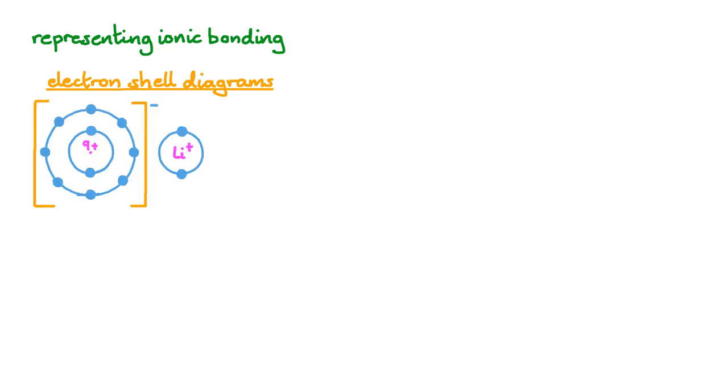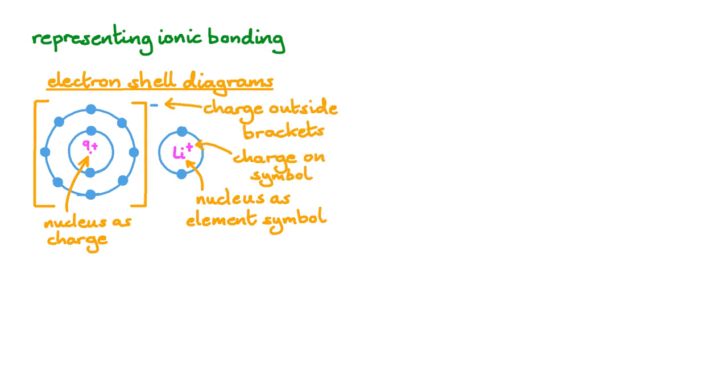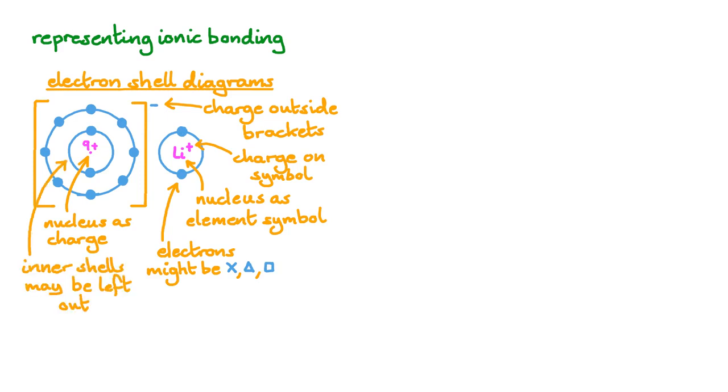One of the most direct ways you can represent ionic bonding is using electron shell diagrams. There are many ways of doing these diagrams, so here are some of the variants. The nuclei may be represented using the respective element symbol, or as a charge or a number of protons. The overall charge can be placed outside brackets or attached to the symbol in the middle. Electrons may be displayed with other symbols to indicate where they might have come from. And the inner or non-valence electron shells may be left out entirely.